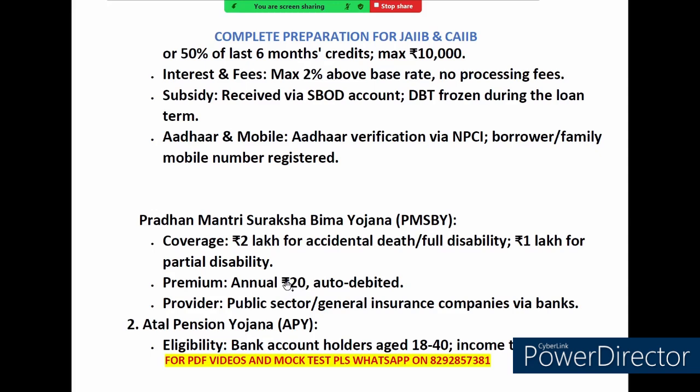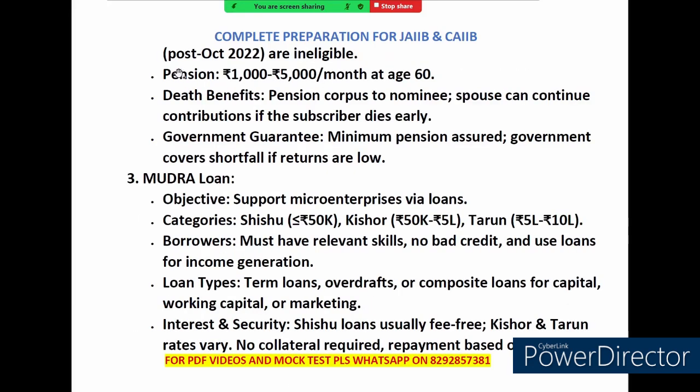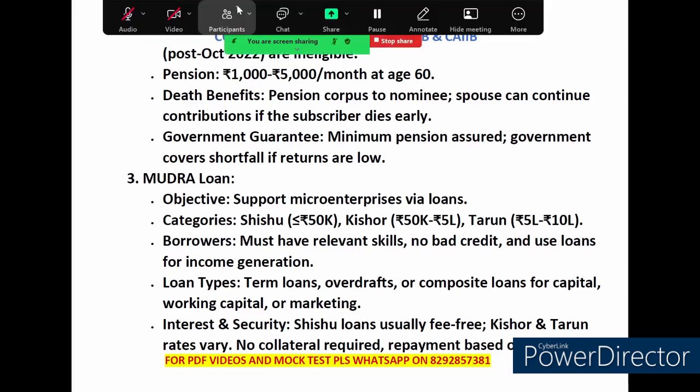Provider, this insurance is provided by the public sector or general insurance companies through banks. Now let's talk about the Atal Pension Yojana. This scheme is designed to provide a secure pension. Eligibility, it is open to all bank account holders aged between 18 to 40 years. However, income tax payers are not eligible.